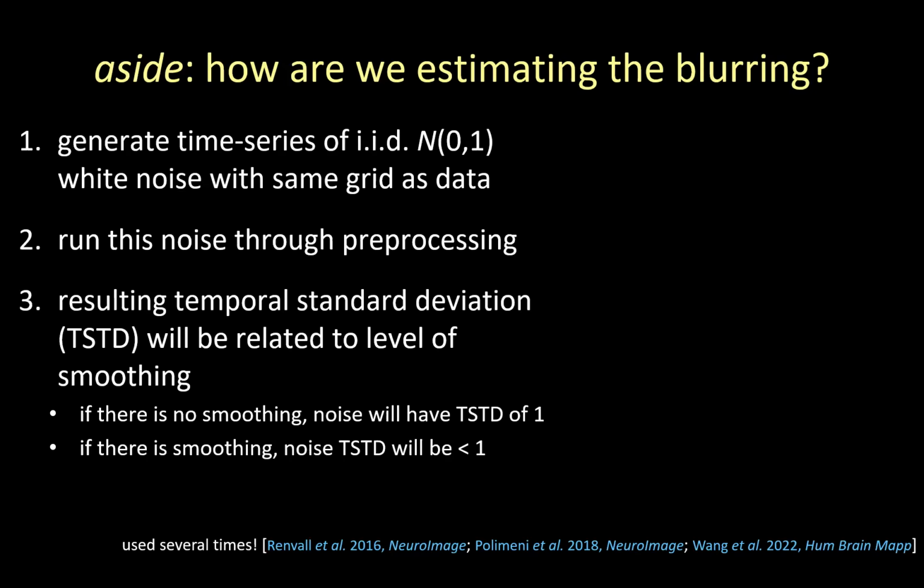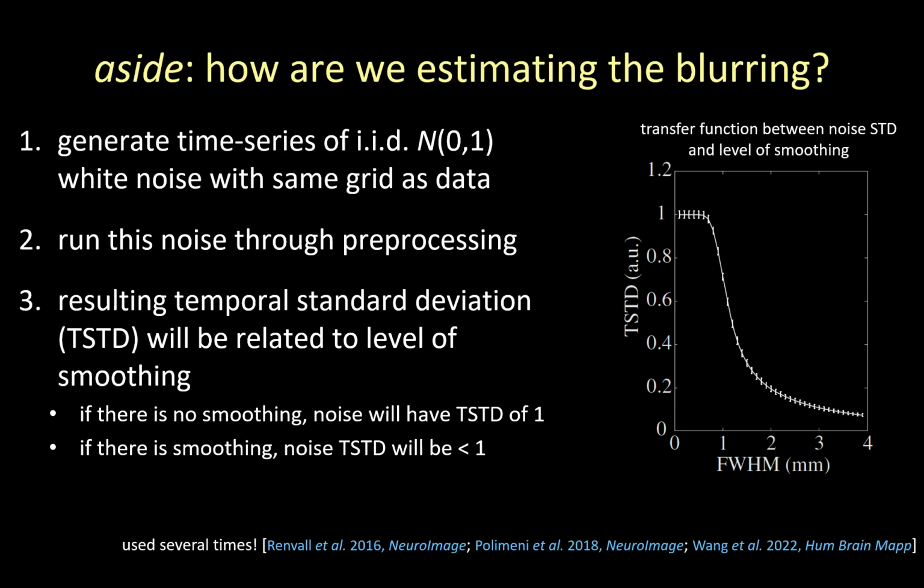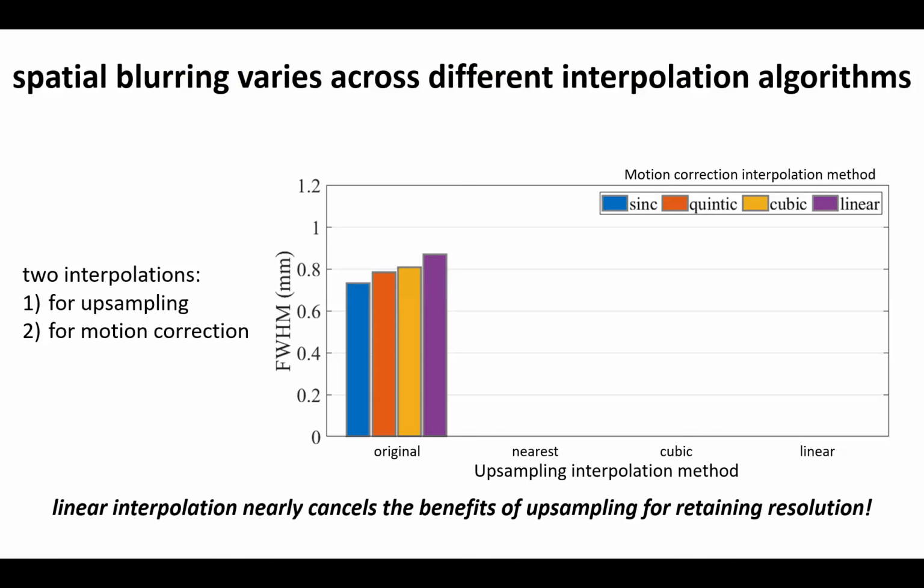This temporal standard deviation, or TSD, will be related to the level of smoothing. Because if there's no smoothing at all, the noise will have a standard deviation of 1, which is what we input. If there is smoothing, the noise standard deviation will be somewhat less than 1. And we can simply map out this transfer function between noise standard deviation and the level of smoothing. So this is a fun way that you can use to evaluate the smoothing in your preprocessing streams.